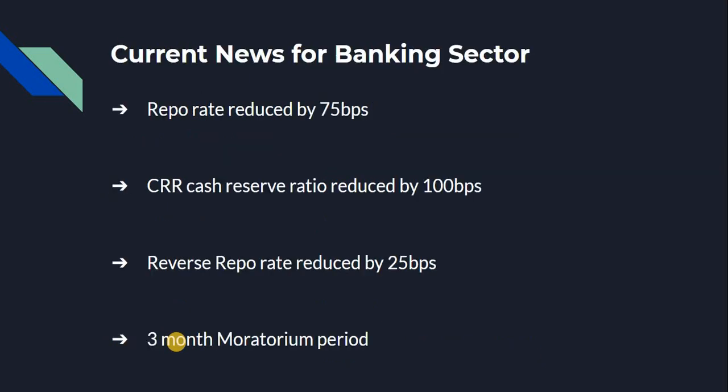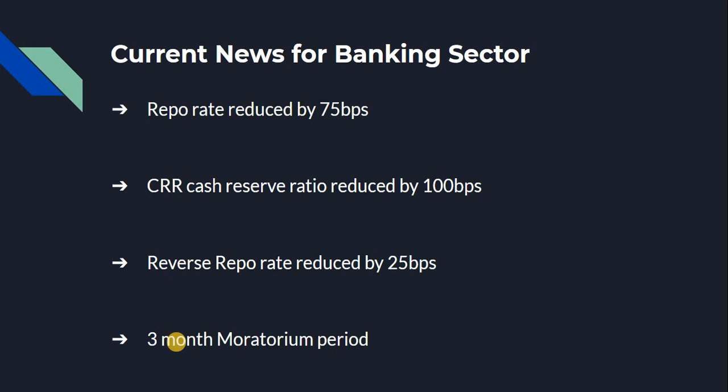The recent news for the banking sector is that the repo rate has been reduced by 75 bps, that is 0.75 percentage, and the cash reserve ratio is reduced by 100 bps, and the reverse repo rate is reduced by 25 bps. And due to corona issues, they have given a 3 month moratorium period for all the loans given by banking as well as NBFC sectors.